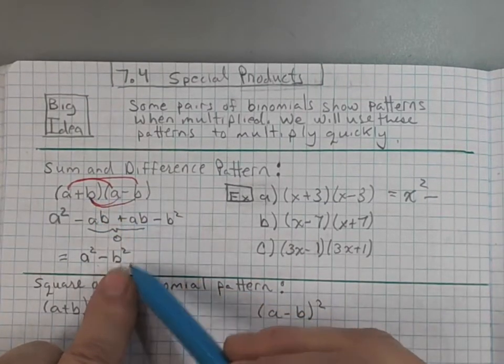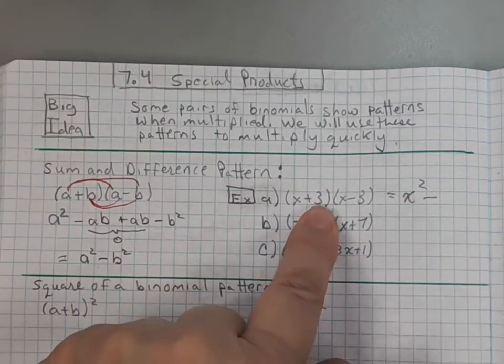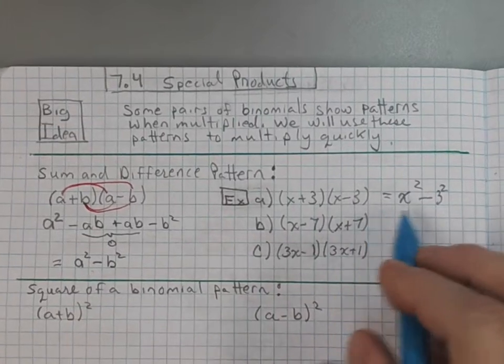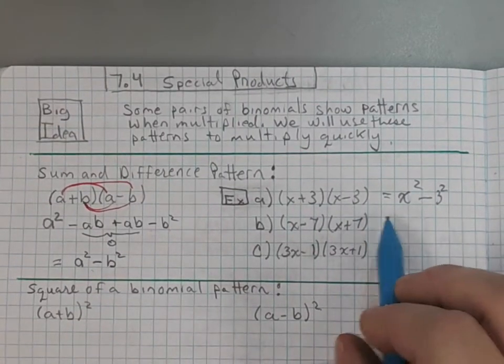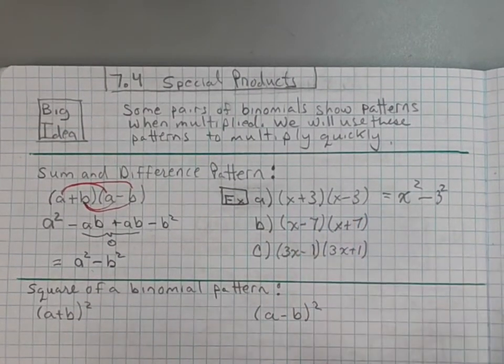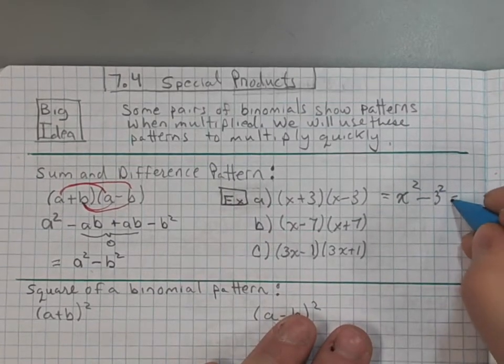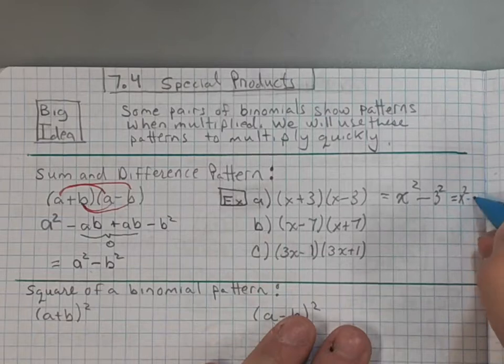And the third part of the pattern is the second term gets squared. So I take the b and I square it. Well, my b is a 3, so I write 3 squared. And so this is the product of those two binomials. Of course, I'm going to want to write 3 squared as 9, so this finally results in x squared minus 9.